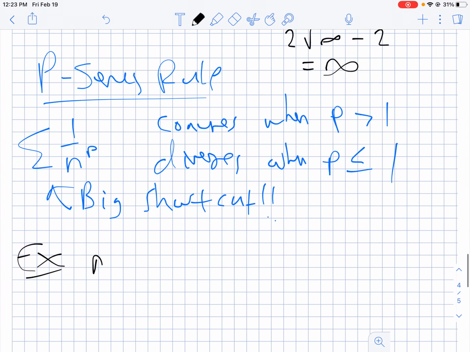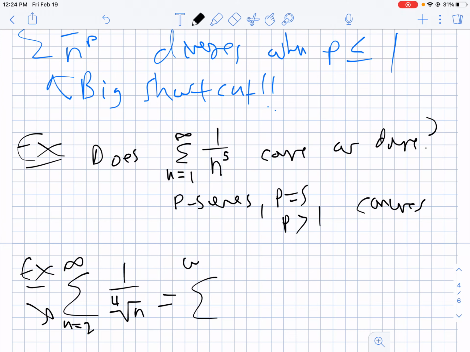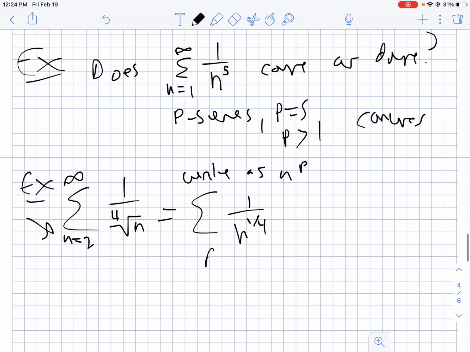Same thing if someone gives you the series from 2 to infinity of 1 over the 4th root of n. The lower number doesn't really affect much in terms of convergence. What you want to do is write that as n to the p. So write the 4th root as 1 over n to the 1/4 power, and then you see, hey, again, this is a p-series. Now I have p equal to 1/4. That p value is smaller than or equal to 1, so of course that tells you that it diverges.